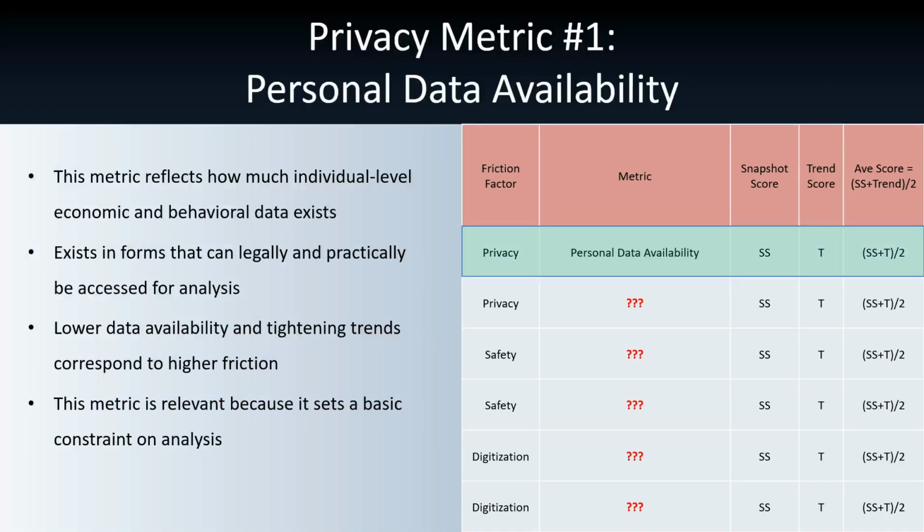Privacy metric number 1, personal data availability. The first privacy metric is personal data availability. This metric reflects how much individual-level economic and behavioral data exists in forms that can legally and practically be accessed for analysis. It's evaluated as a snapshot and trend hybrid. The current level captures how much activity is recorded in usable systems today, such as transactions, records, or digital traces, while the longer-term trend shows whether that coverage is expanding or contracting over time. Lower data availability and tightening trends correspond to higher friction.